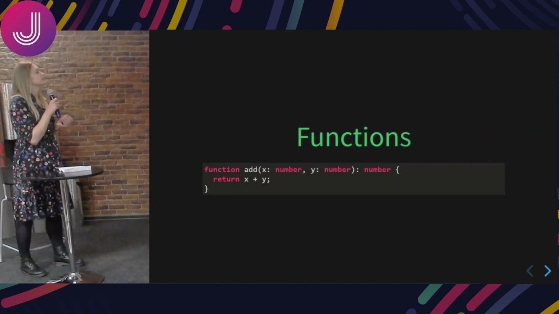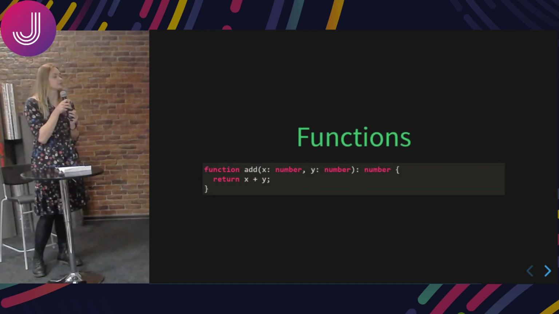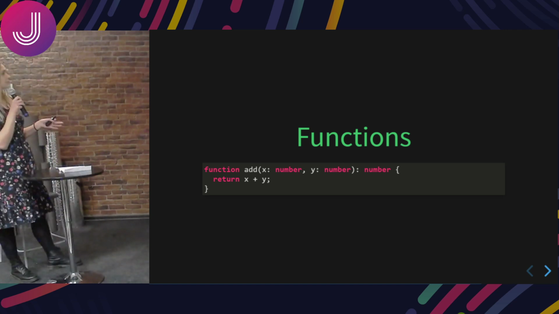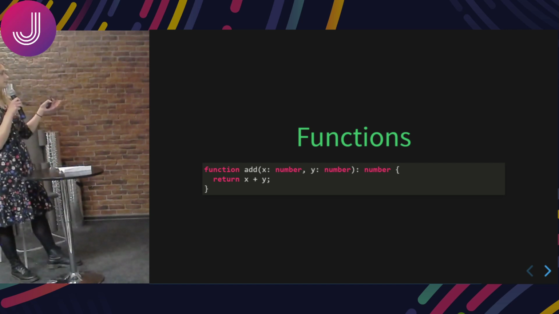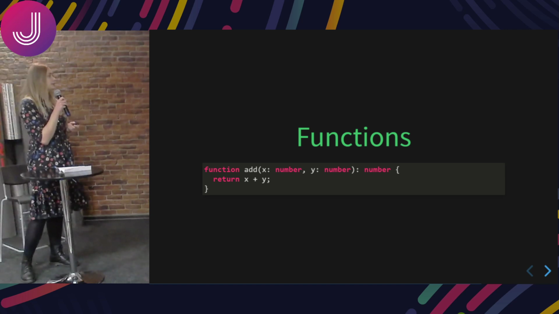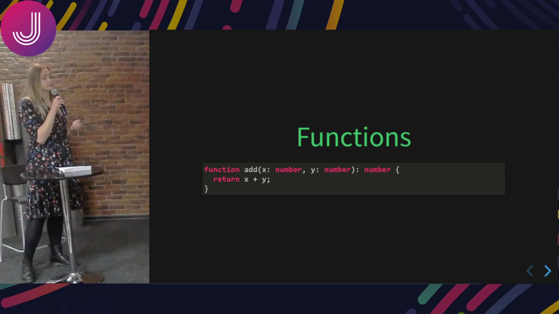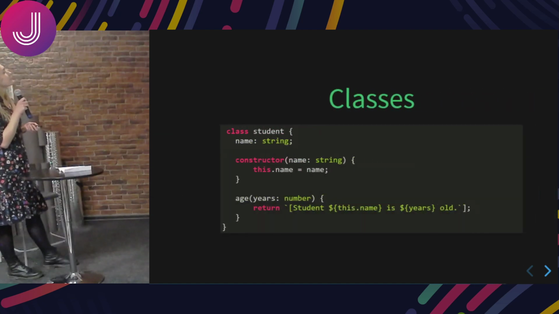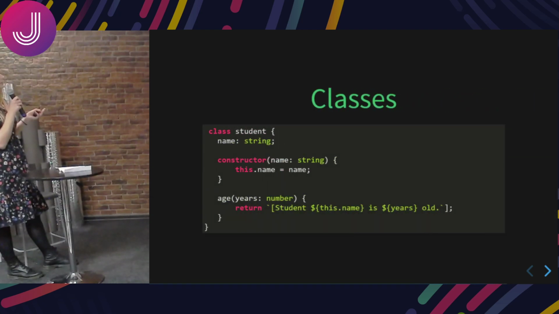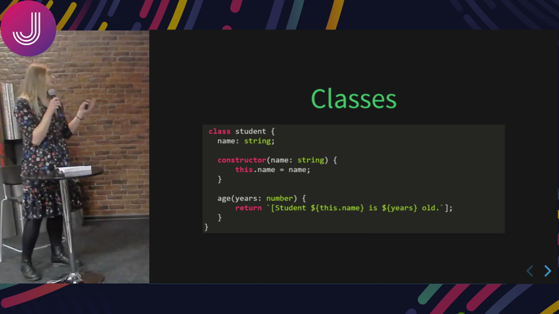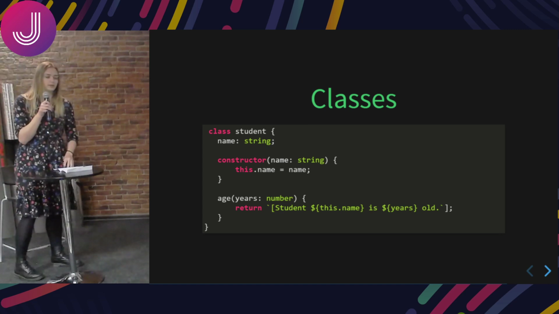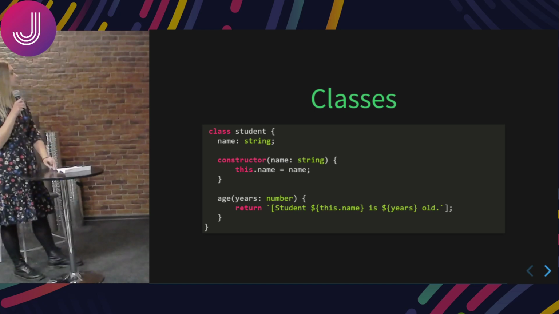So next is functions. For functions you can add a return type, it's number in the example, and also you can add a type to any argument that the function accepts. Next is classes. Classes are the same as in JavaScript with a constructor and methods, and you can add a type to any value that it uses.